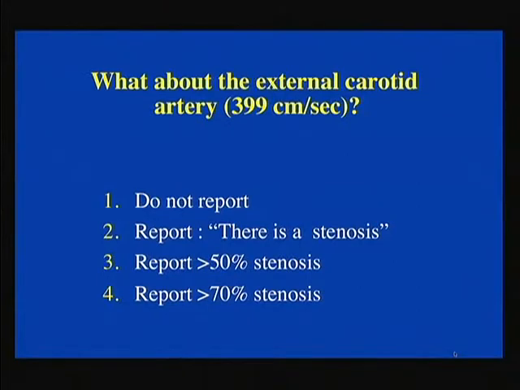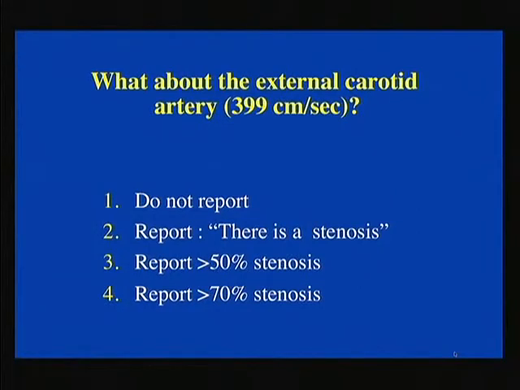So how would you report it? Would you say, I'm not going to tell anybody, this is a secret? Two, there is a stenosis. Hello, this is California. Report greater than 50% stenosis. And finally, greater than 70% stenosis. You can always say, hang loose from Maui, right? So which of these 4 options? And you can always say number 5. Oh, that's number 1, do not report. Walk away from the case.